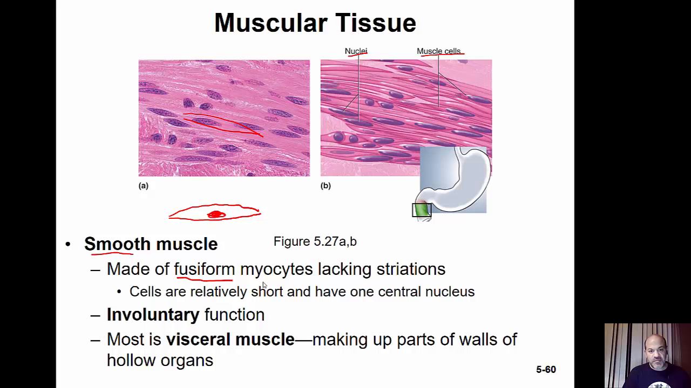So it's going to be made of these fusiform myocytes lacking striations. So there's going to be no striations. The cells are relatively short and have one central nucleus. They're involuntary, and most is going to be the visceral muscle, which is going to be the organs, internal organs. So they make up parts of the walls of hollow organs, like your stomach and your large intestine. You can find them in blood vessels like arteries.